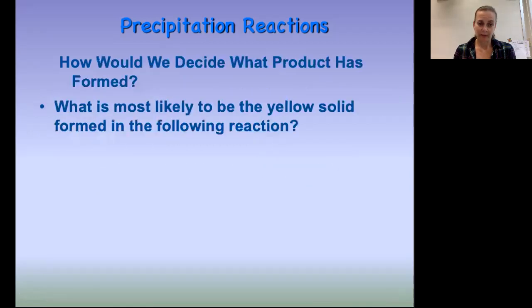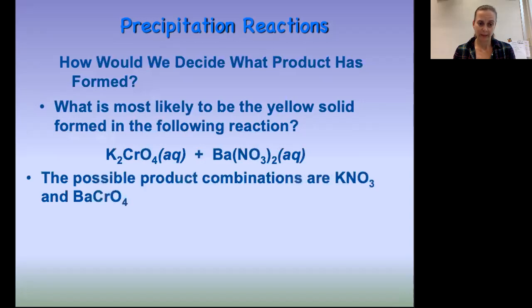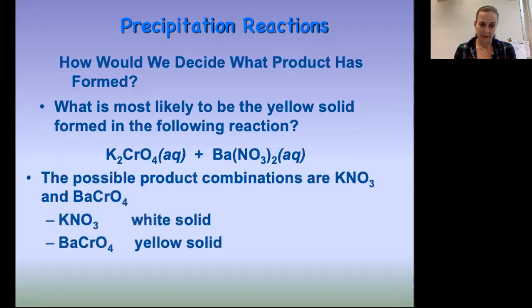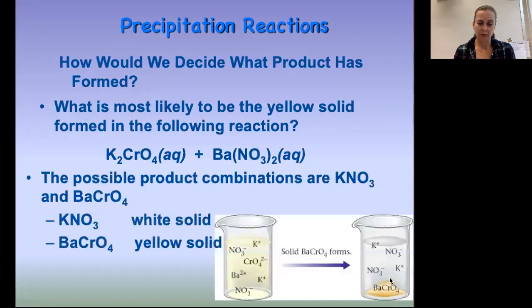How do we know if anything happens? Well, we can see from our reaction that we do get the formation of a solid. Now, you guys would need some more information than what you already have. As a chemist, I know that barium chromate is a yellow solid and potassium nitrate is a white solid. I also know a little bit about solubility rules. So I would predict that barium chromate is the solid that would form.